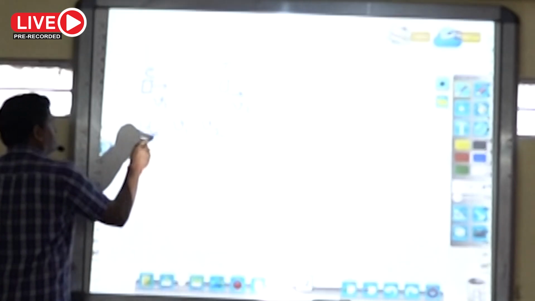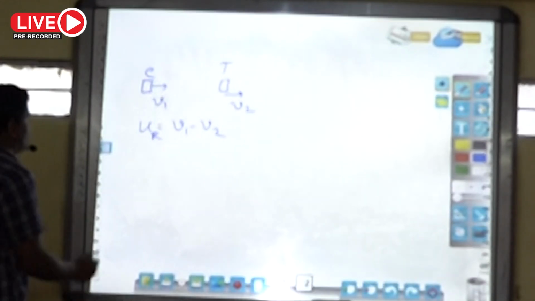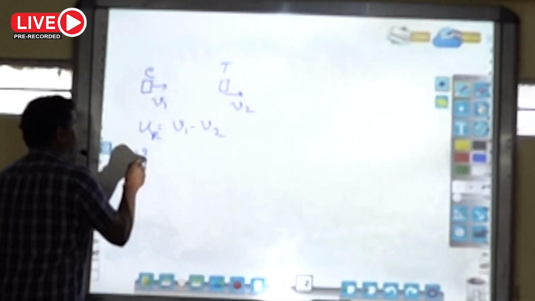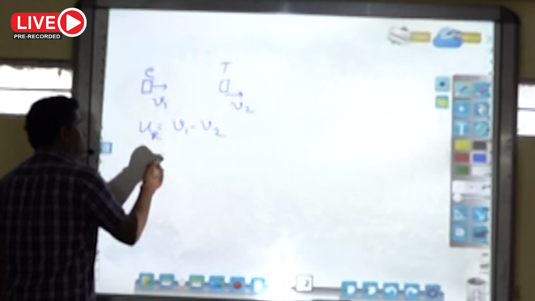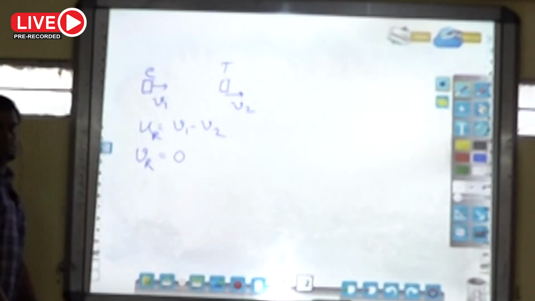U is initial relative velocity, so better to write it as UR, initial relative velocity. So when there will be a touch, just touch, what will be the final relative velocity? 0, means this will touch. So the condition where just the collision occurs will be final relative velocity should be 0.